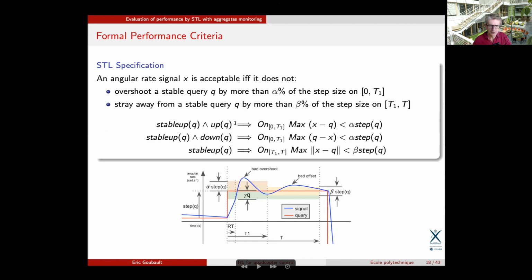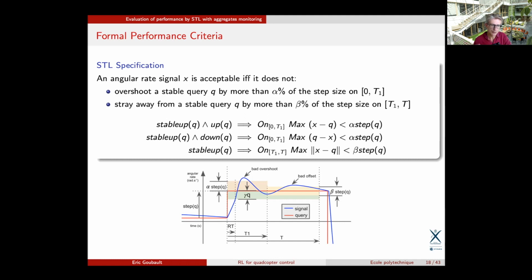Okay, so an auxiliary rate signal will be called acceptable if it does not overshoot a stable query q by more than alpha% of the step size in the time window [0, T1]. So T1 will be 0.5 seconds in all the experiments. Alpha will be 10%. And if it doesn't stray away from a stable query by more than beta%, which will be 5% in our current reporting, of the step size on a time window between 0.25 seconds and 0.5 seconds.